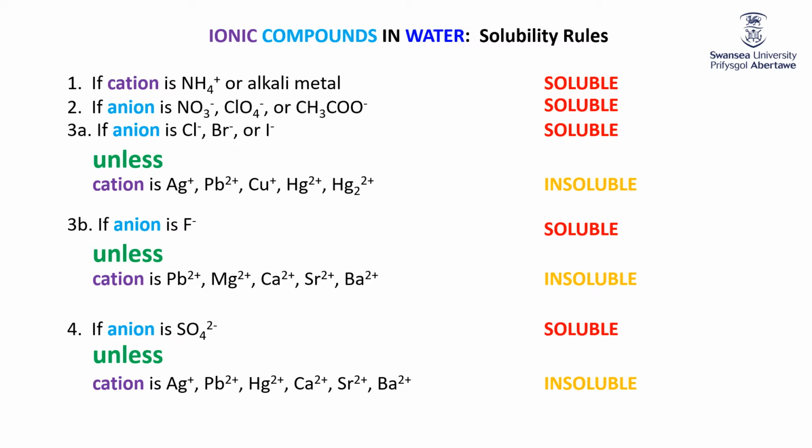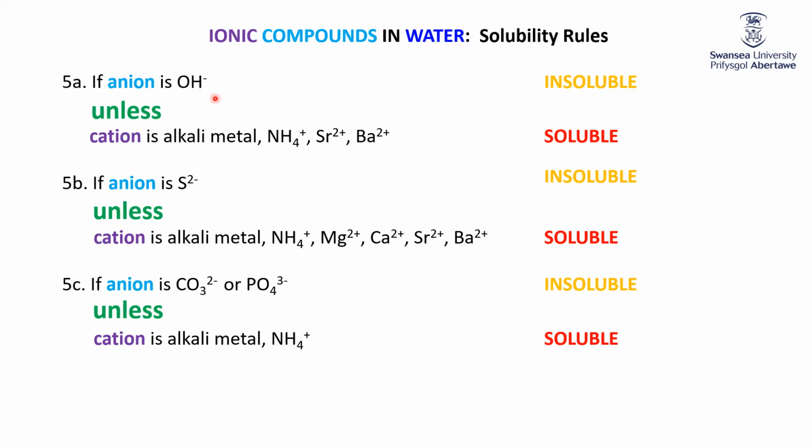Fluorides you don't tend to need to know for A-level, but we might as well stick them there for completeness. Sulfates, excuse me, very, very important, associated with lead, but also with the heavier alkaline earth metals, so calcium sulfate, strontium sulfate, barium sulfate, all insoluble. Hydroxides you need to know, insoluble, other than the alkali metals, ammonium, and then strontium and barium.